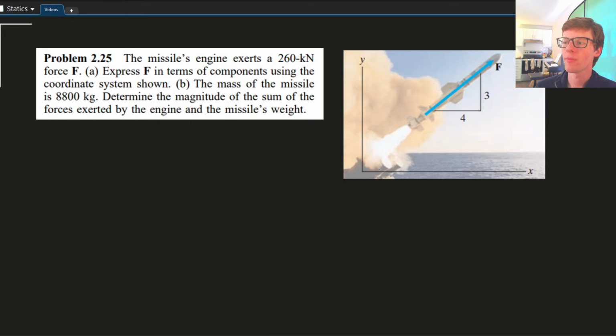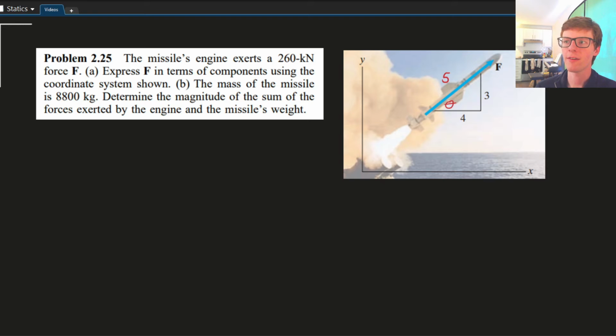So our second problem is very similar to our first one, except instead of being given an angle here, we're given a triangle. 3, 4, and if you know your Pythagorean theorem, this is 5. This is a help to you. You don't need to solve for theta to solve this problem, and I'll show you why while we go through it. So the missile's engine exerts a 260 kilonewton force.